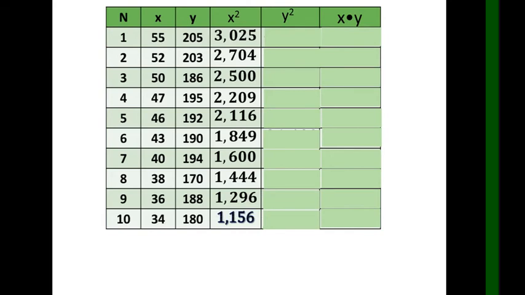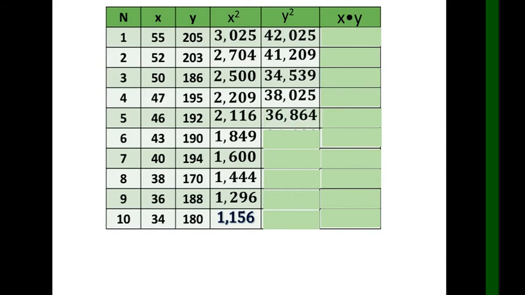The next thing to do is we will get the y squared. For the y squared, we will multiply y numbers by itself. So we have 205 times 205 is 42025. 203 times 203 is 41209. 186 times 186 is 34539. 195 times 195 is 38025. 192 times 192 is 36864.